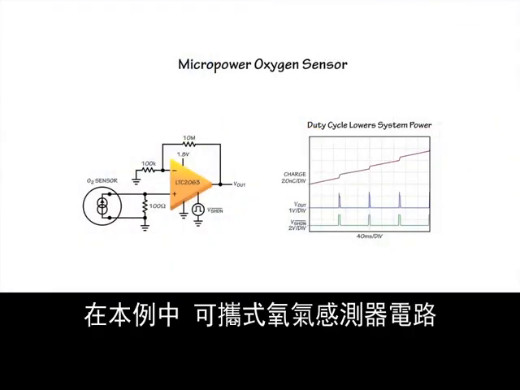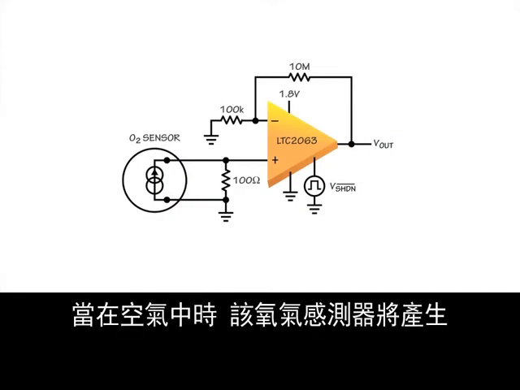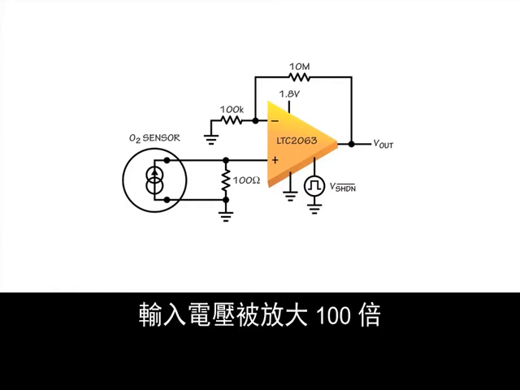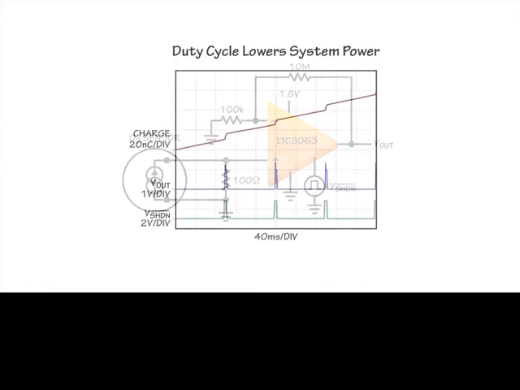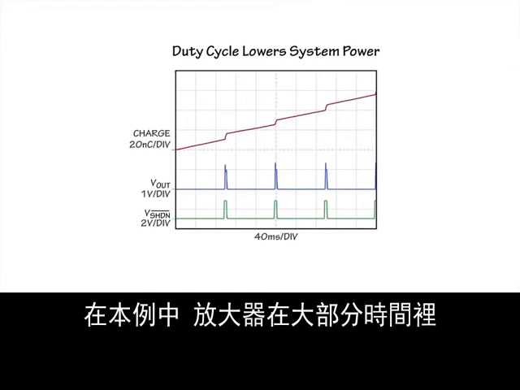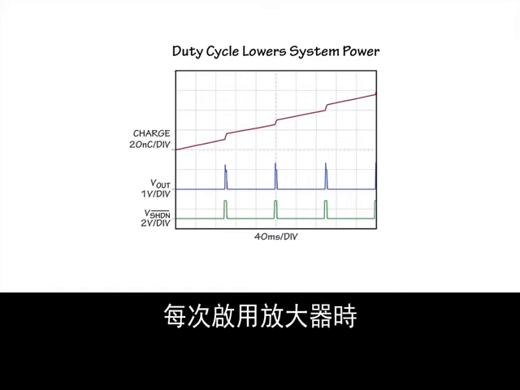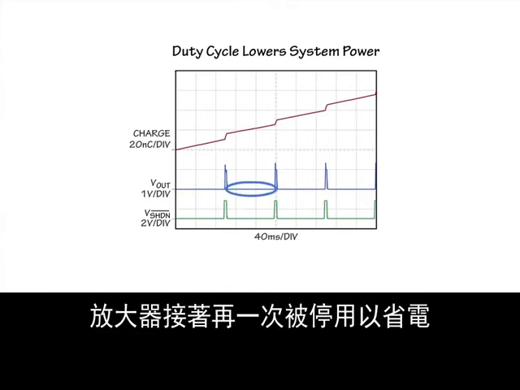In this example, a portable oxygen sensor circuit is enabled to take a reading only occasionally. The oxygen sensor generates a current that results in roughly 10 millivolts at the input when in air. The input voltage is amplified by a factor of 100 to yield an output of approximately 1 volt. In this example, the amplifier is left in shutdown for a majority of the time and enabled approximately every 100 milliseconds. Each time the amplifier is enabled, the output responds, allowing a measurement to be taken. The amplifier is then disabled once again to conserve power.